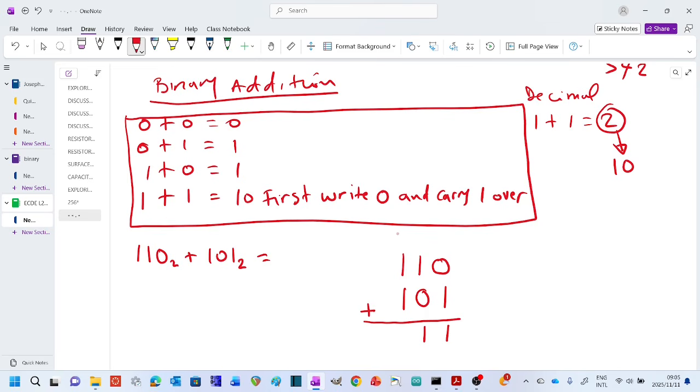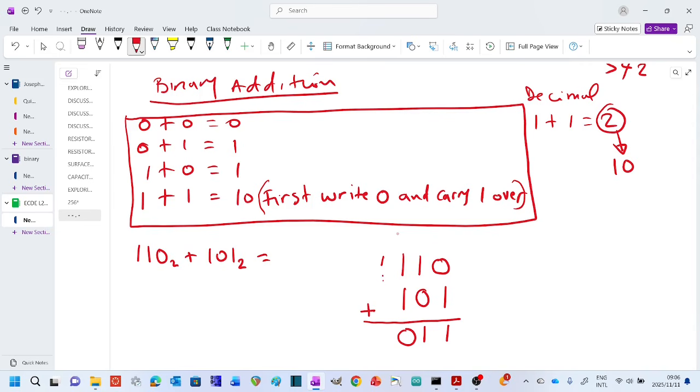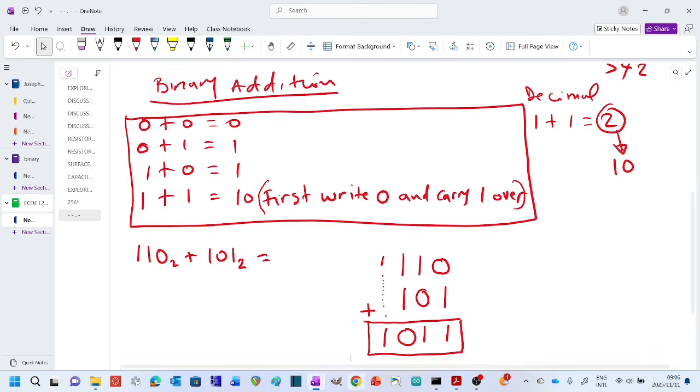But if we follow the rule, first write 0. Then carry 1 over. But there is nothing to add it to here. So what we do is we bring that 1 down and drop it here. So that is our final answer. 110 plus 101 is equal to 1011. Correct. So next question.